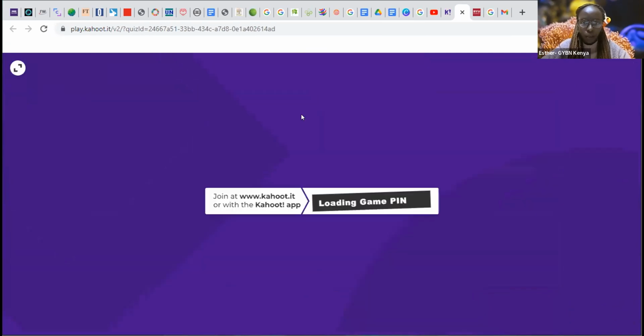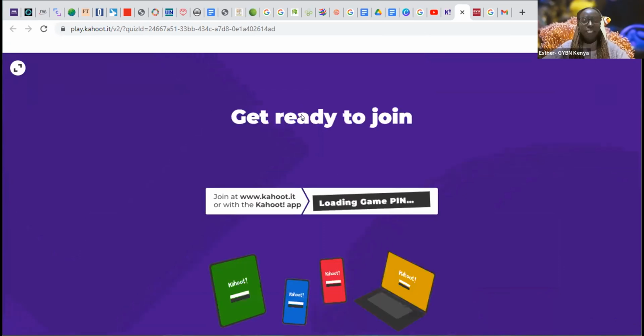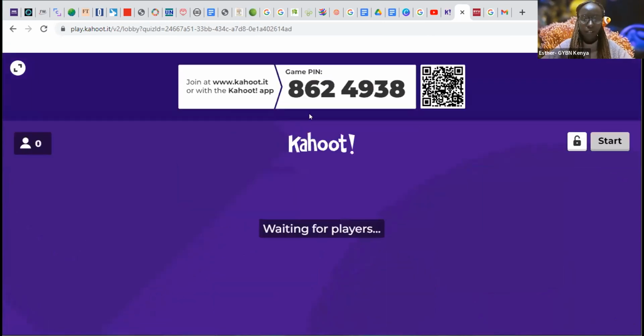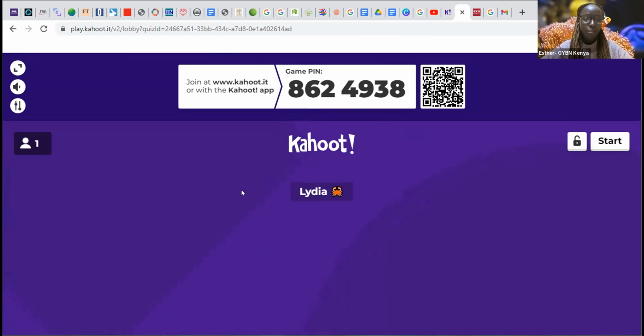I'm not sure why it can't. Yeah, it started. So it's loading. Just give it a few moments, a few seconds. So there's the pin. You can key it in on your device. And then when you key in, it's going to ask you to input your nickname or your name, and then I can see your names appearing on the screen. That is how I'm going to be sure who is in for the game.